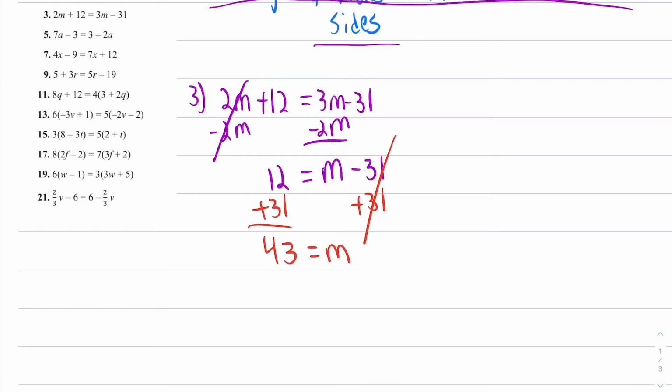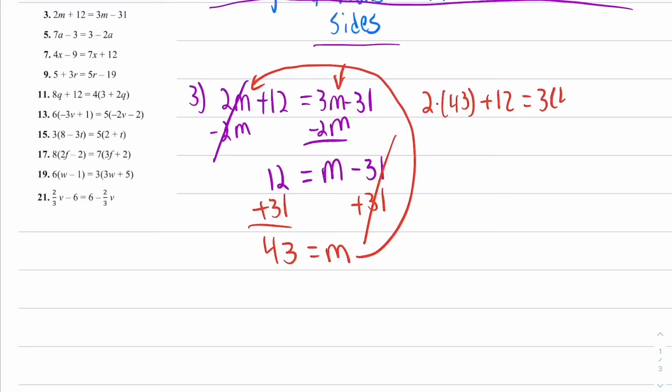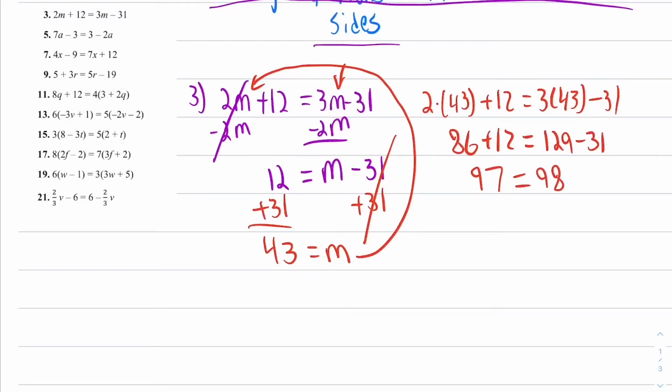Then we're going to check that. 2 times our answer, 43. We're going to take this and put it in for m over here on the right. Plus 12 equals 3 times 43 minus 31. So 2 times 43 is 86 plus 12 equals 129 minus 31. This one's going to make 98, and this one is going to make 98. So 98 equals 98. We did it right.